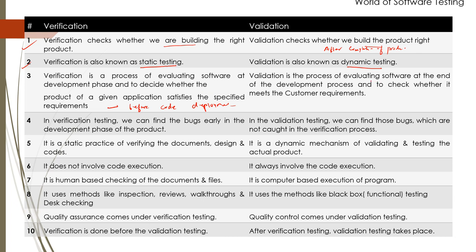Validation is a process of evaluating software at the end of the development process, and checking whether it meets the customer requirements. In validation, the test engineer performs the actual test execution to check the overall functionality of the application. So this is validation.